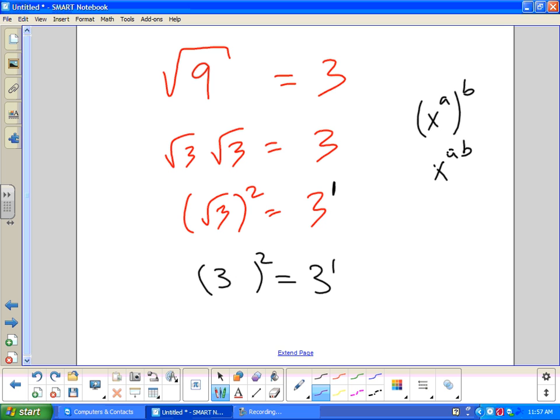All right, hang on then. So that works. Hang on. So 3 to the half power squared, half times 2 is 1. 3 to the 1 equals 3 to the 1. Does this work for everything? Let's try another one. Let's try 2 cubed equals 8.